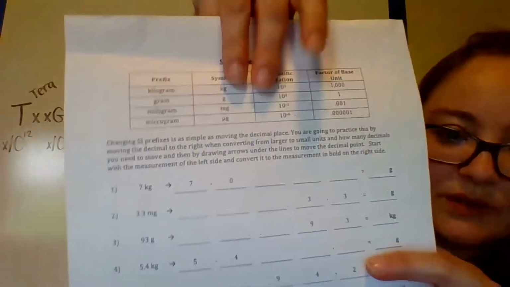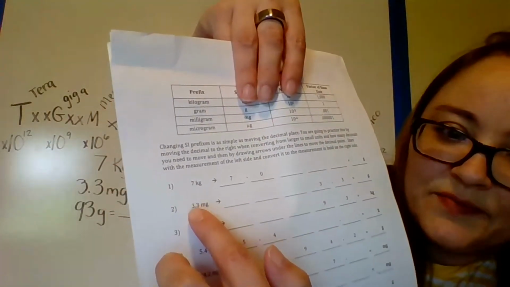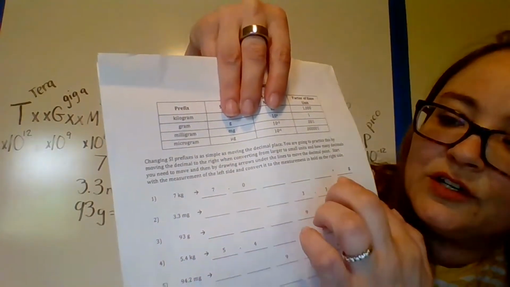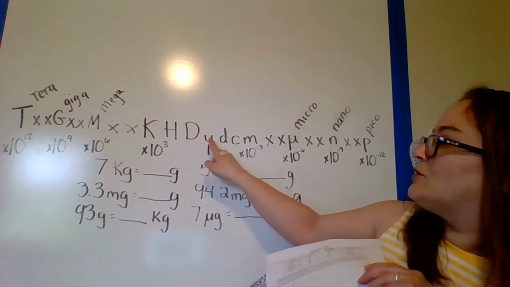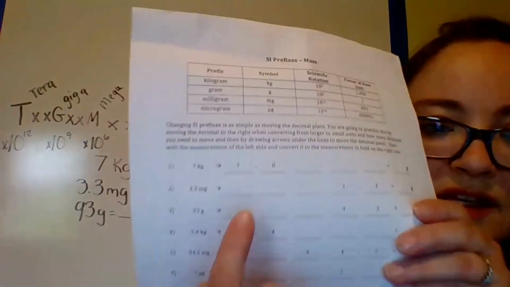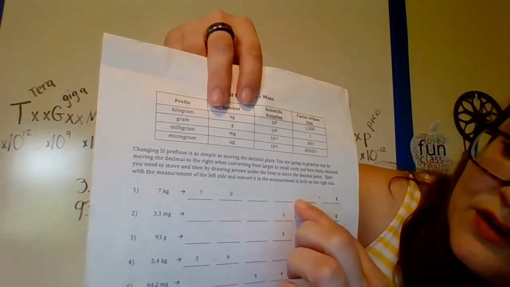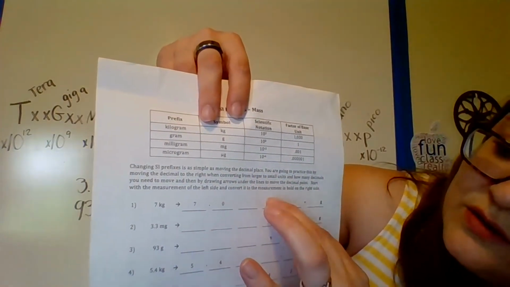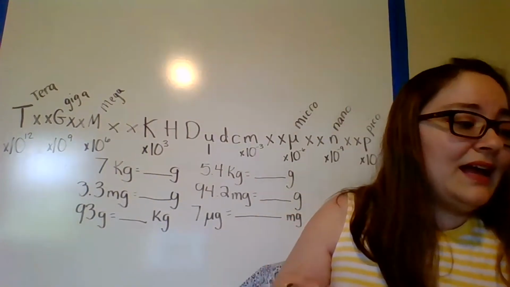What it wants you to do, and the first one it laid out for you already, it wants you to put it out on the lines. And then you've got 7.0 where you're starting, and then you're going from kilo to gram. So you're going to use your KHDUDCM 1, 2, 3 to the right. So you're going to use this to move your decimal 1, 2, 3 to the right. Well, if the decimal is now here, then those all need to be zeros, and your answer would be 7,000 grams.